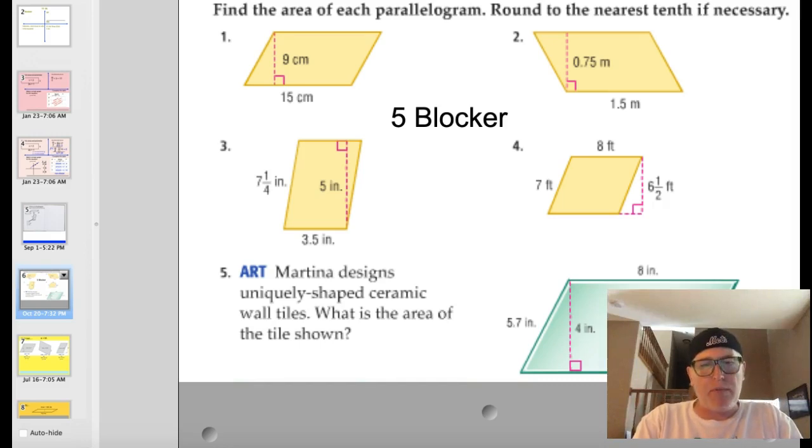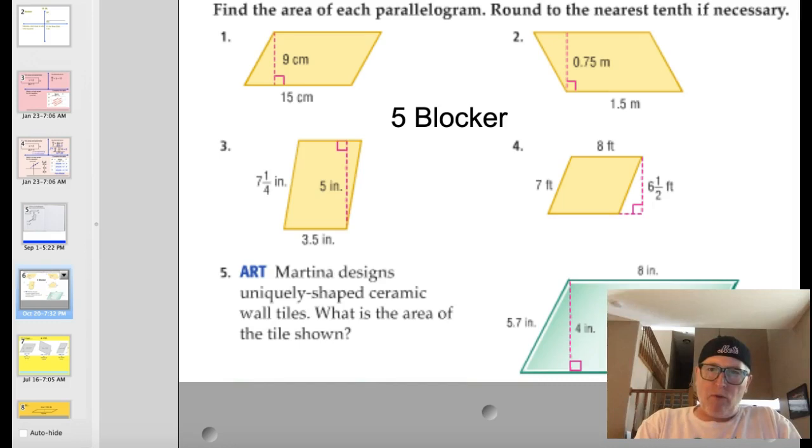Go ahead and try number 3. Now we're getting a little more complicated. Okie dokie. Base of 3.5. The height is 5 inches. The 7 1/4 is just a distractor. Should have had 17.5 inches squared.